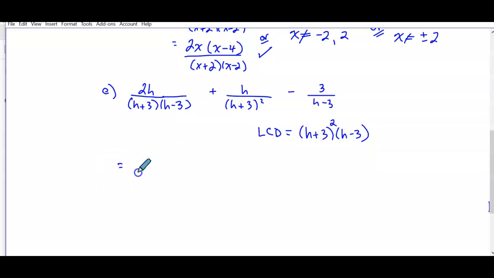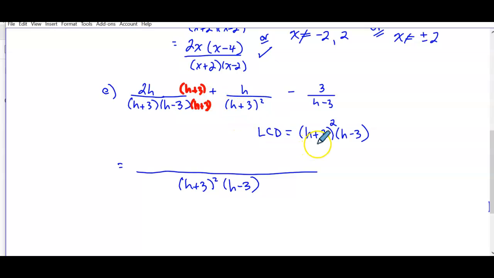So that is our lowest common denominator. We'll show it there, and then multiply each fraction to get that. So here, in order to get this as our denominator, we have to multiply by h plus 3.